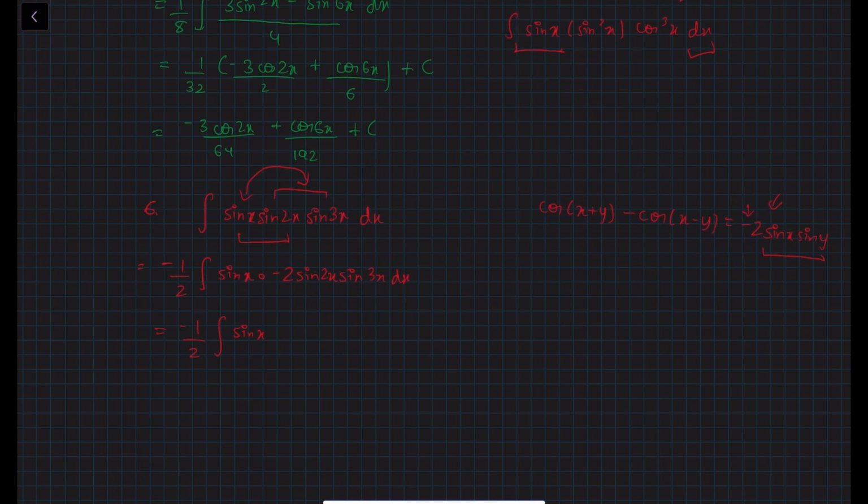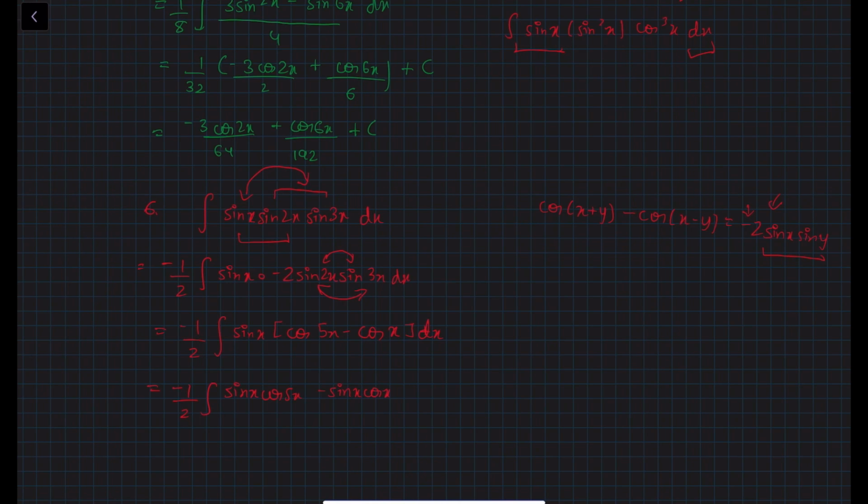And that becomes cosine of x plus y. So that's the sum of these two, 5x minus x minus cosine of x minus y, just minus 1, but because cosine, it just becomes a plus 1 dx. Now we want to multiply this out. Sine x cosine 5x minus sine x cosine x.